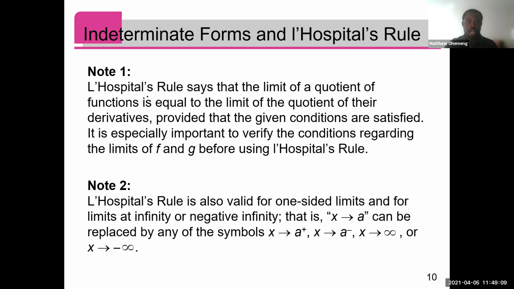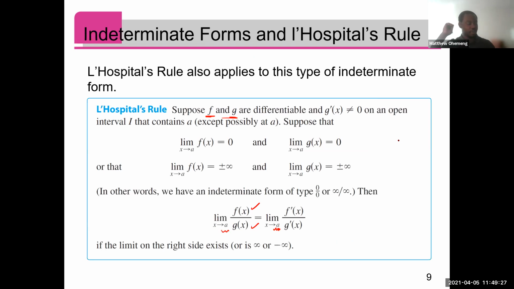Now, the L'Hopital rule also works for one-sided limits. Just note that it also works for one-sided limits, right? The L'Hopital rule says the limit of a quotient of functions is equal to the limit of a quotient of their derivatives, provided that the given conditions are satisfied. Does anybody need time here? Any questions? I want to solve one example and then that'll be it for today.